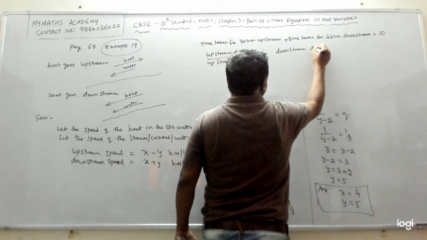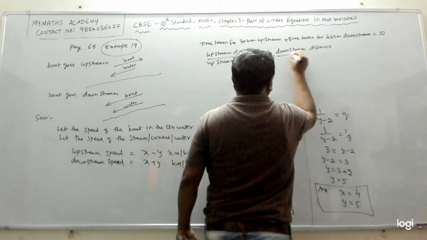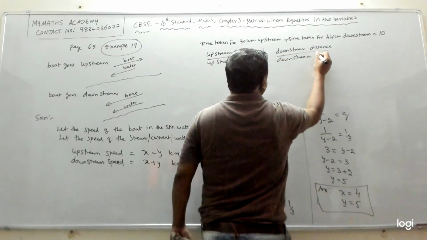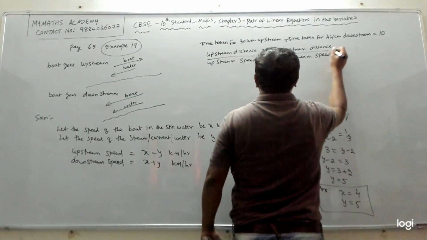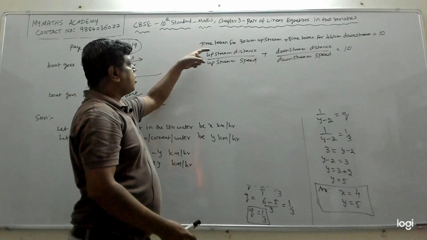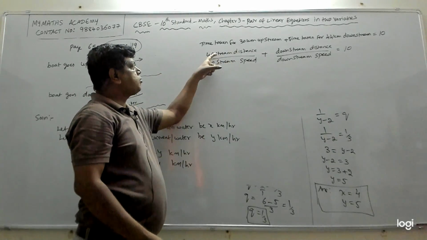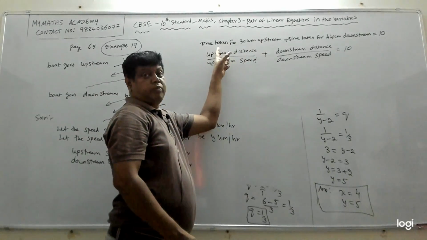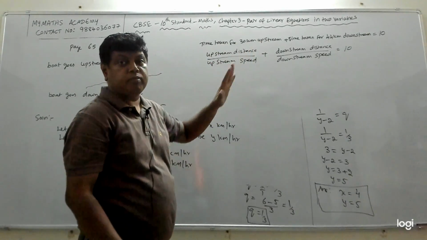Downstream distance by downstream speed. And the total of these two times is 10 hours. Right? For the time, I am writing the formula distance by speed, but for distance I will put upstream distance, and for speed I will put upstream speed, because we are talking about the time it took to go upstream.